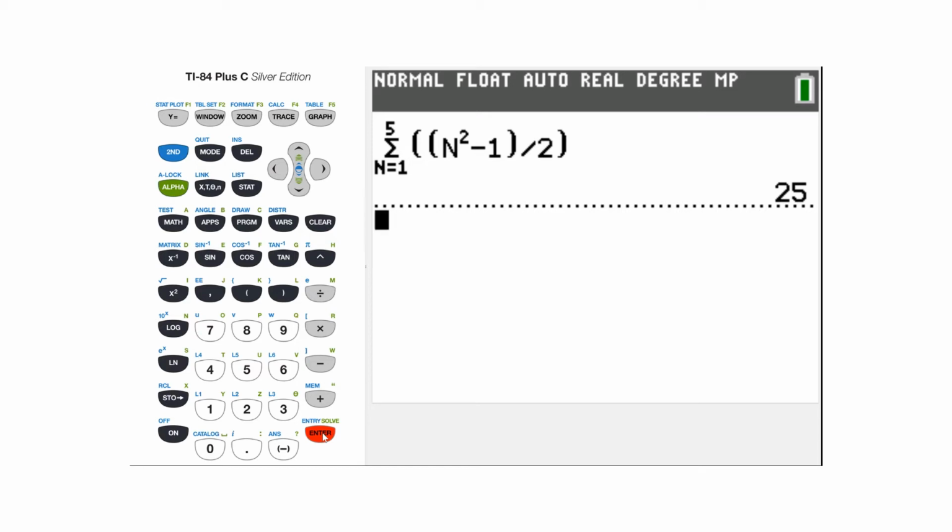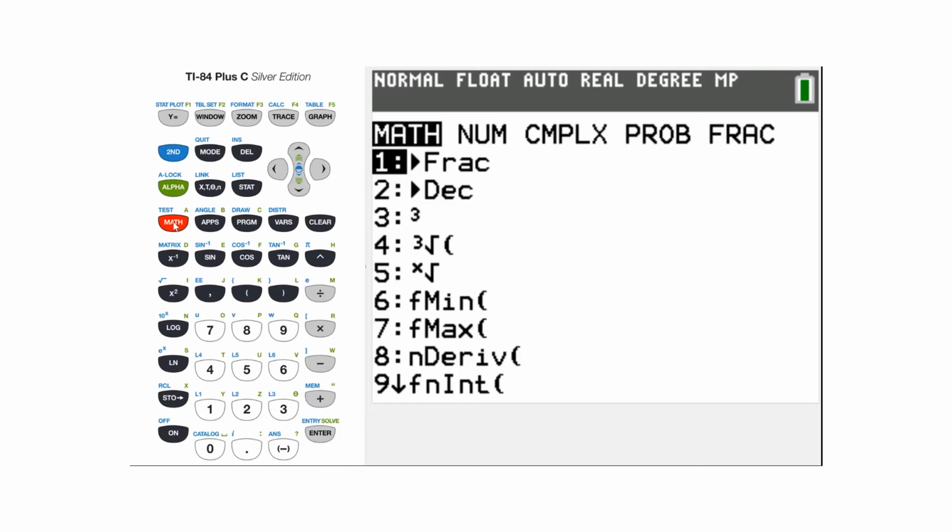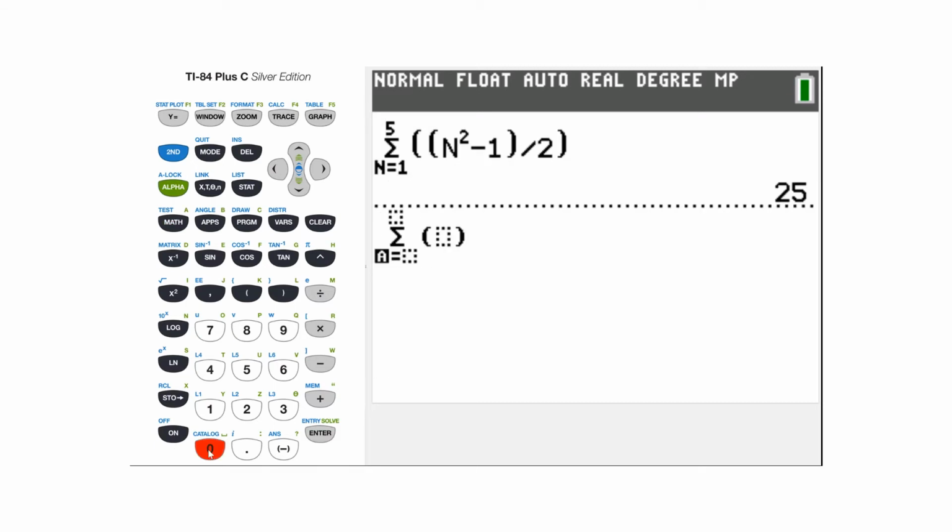Now let's do the next one, which is sigma notation with n equals 7. We're going to do 13 numbers, and the formula is n cubed minus n squared. A little bit more complicated. I'm going to hit math again, and because I know this is option 0, I'm just going to hit 0. It's going to put that in. I'm going to put n. Again, the alpha is already blinking.